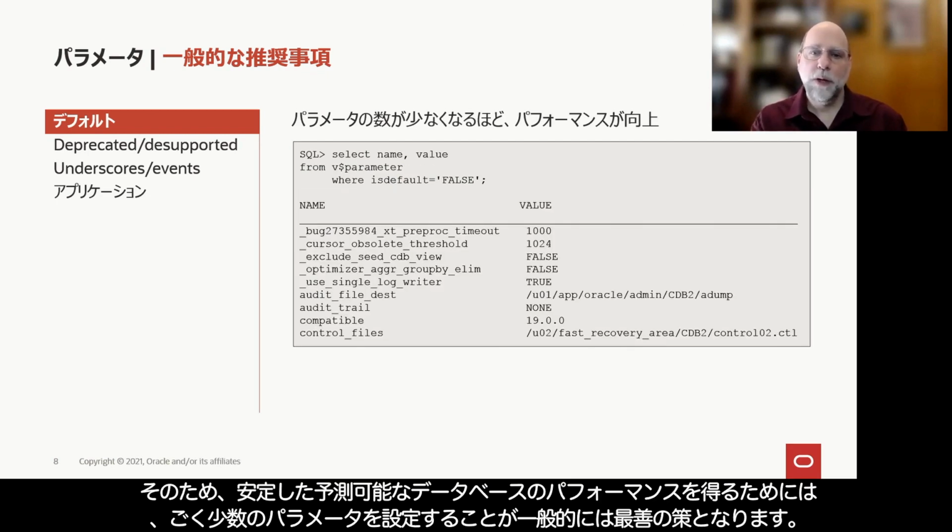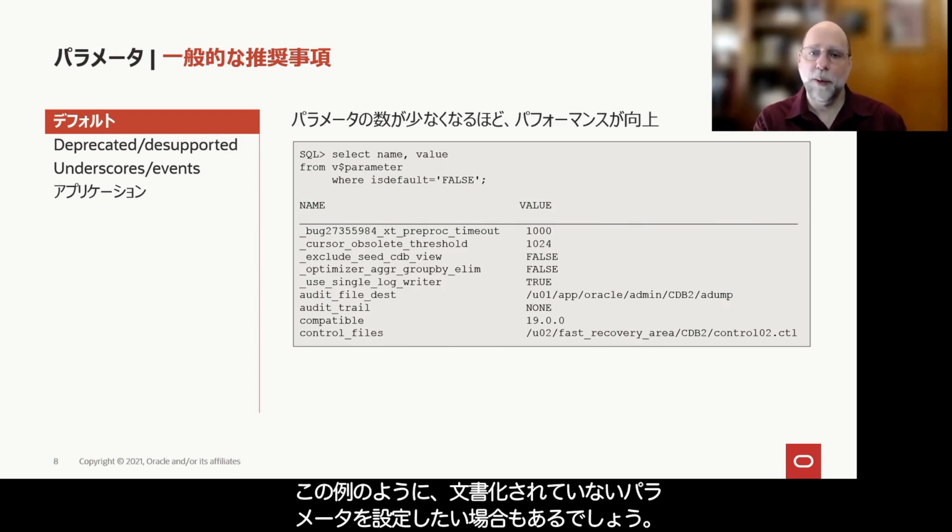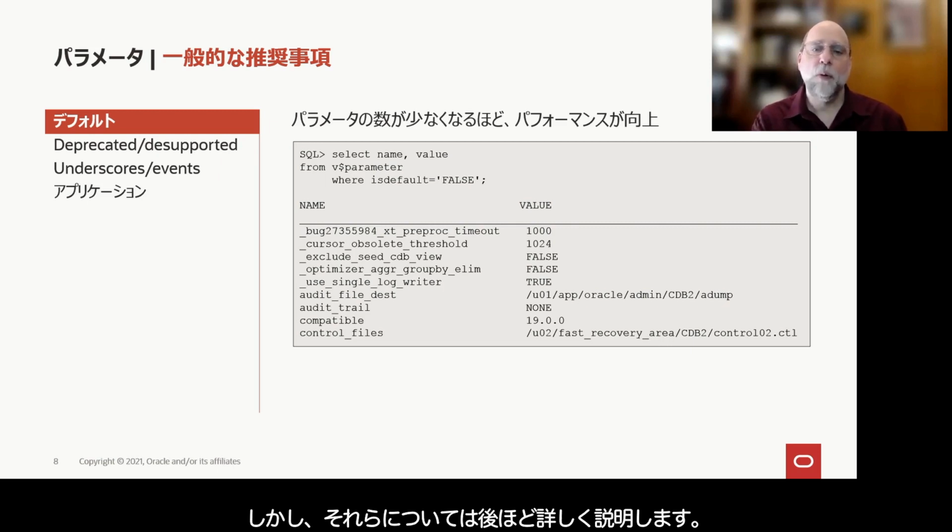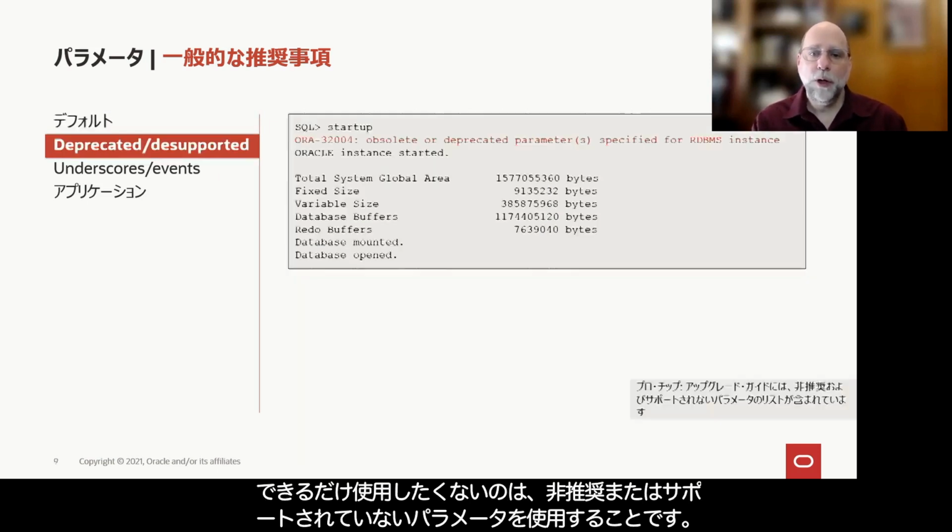So a very small number of parameters is generally your best bet to achieve good, stable, predictable database performance. You may want to set some parameters, even some undocumented ones, as we have here in this example, but we'll talk more about those as we go forward. What you don't want to do is use deprecated or desupported parameters if at all possible.